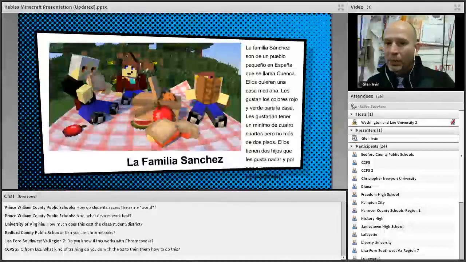So for example, here we have La Familia Sanchez, and they're from a little town in España called Cuenca, and they want a medium-sized house, and they like the colors red and green, and so they have to go find a red and green house that fits their tastes. They want a minimum of a certain number of rooms, in this case 4 rooms and 2 floors, and then the kids like to swim, so they wanted a swimming pool and so on.